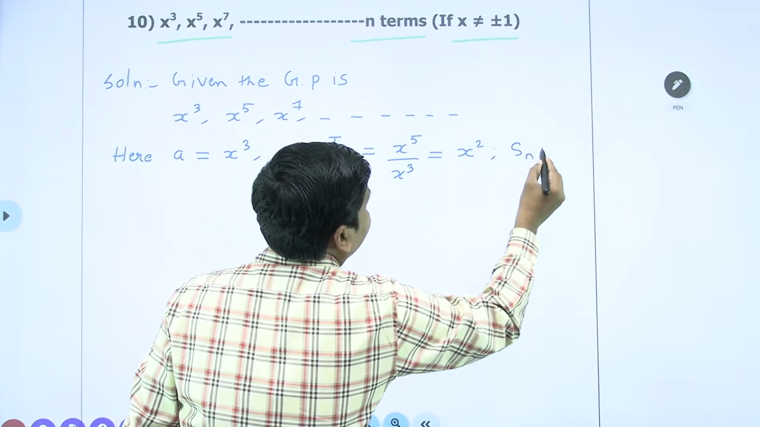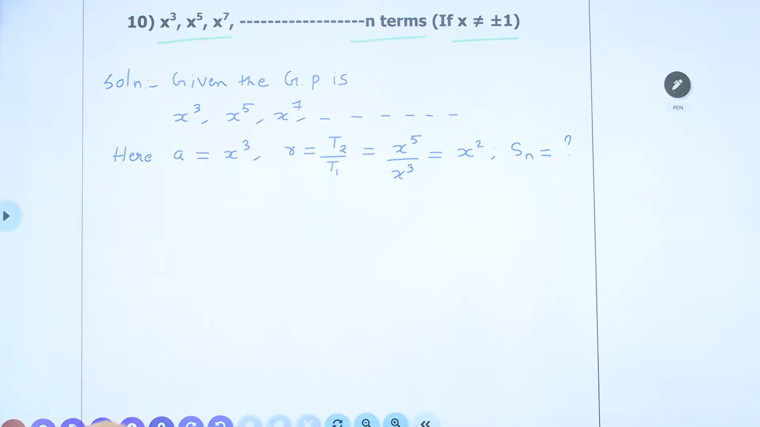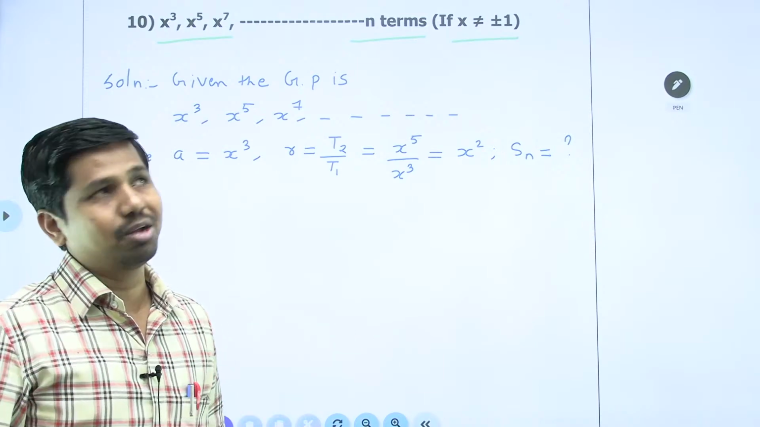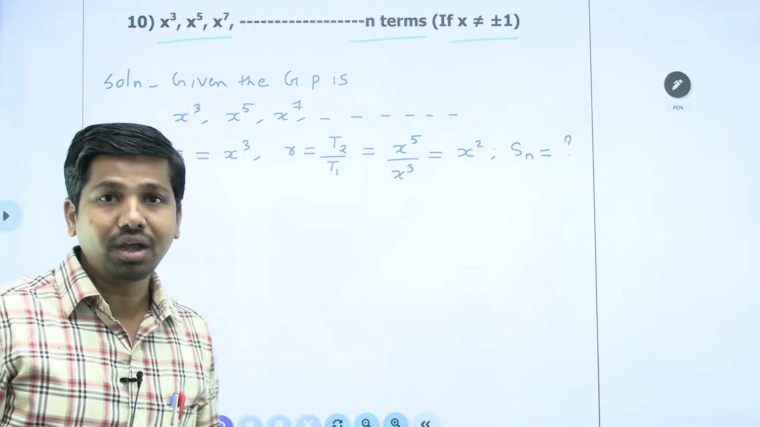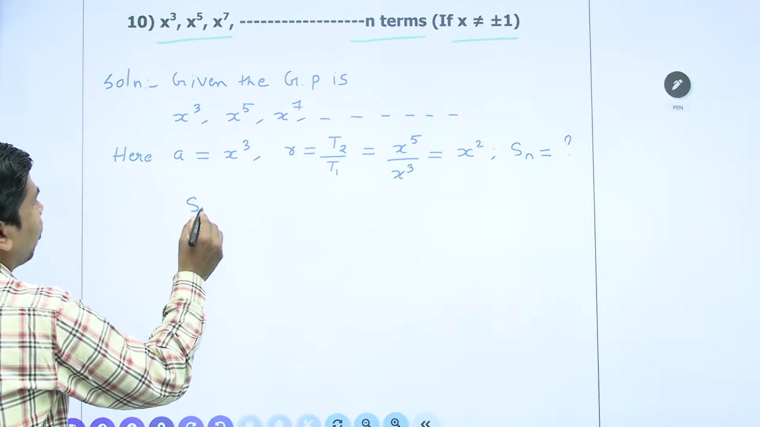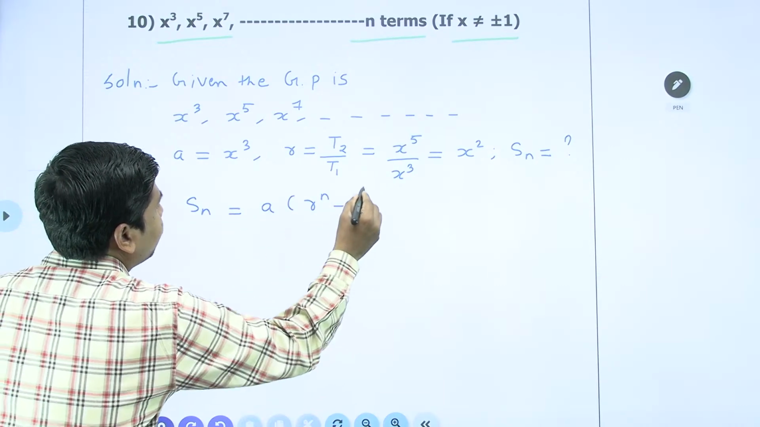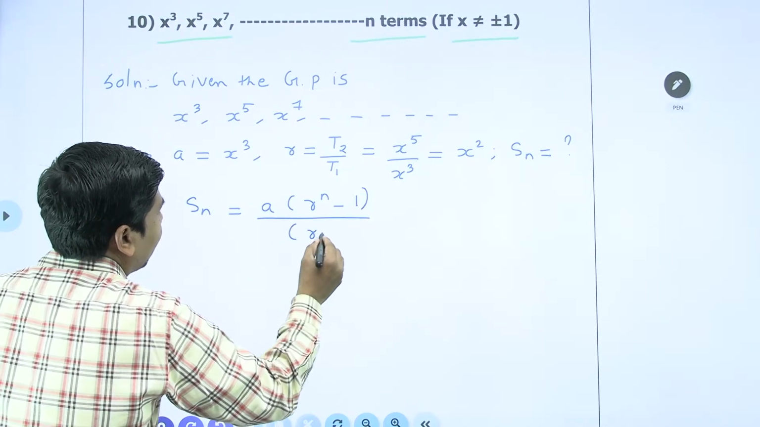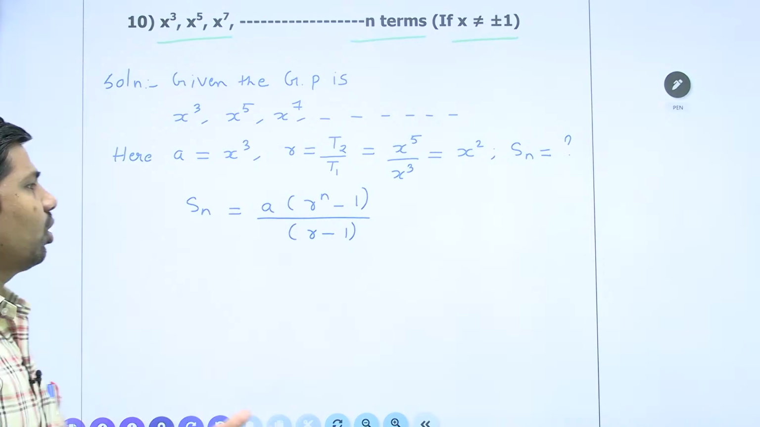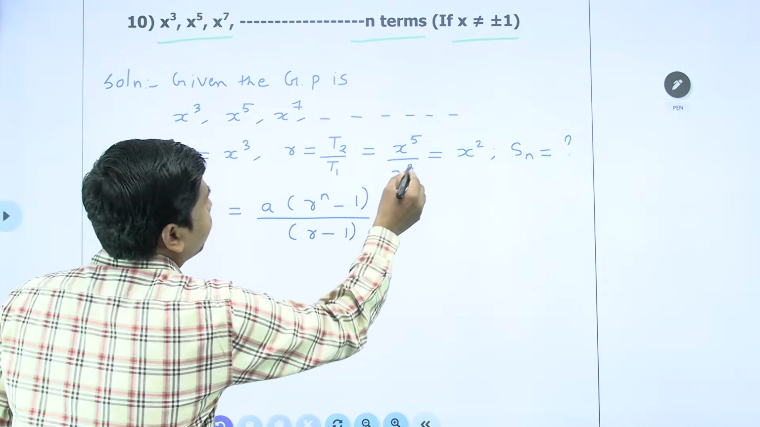What you have to find? Sn, you have to find the sum of the n terms, because the question was only to find the sum of the terms for the indicated terms. Here, what is the term indicated? Up to n terms. Okay, we can use the Sn formula. A into r power n minus 1 by r minus 1, where a we know, as well as r also we know. R is what? x square. A is x cube.